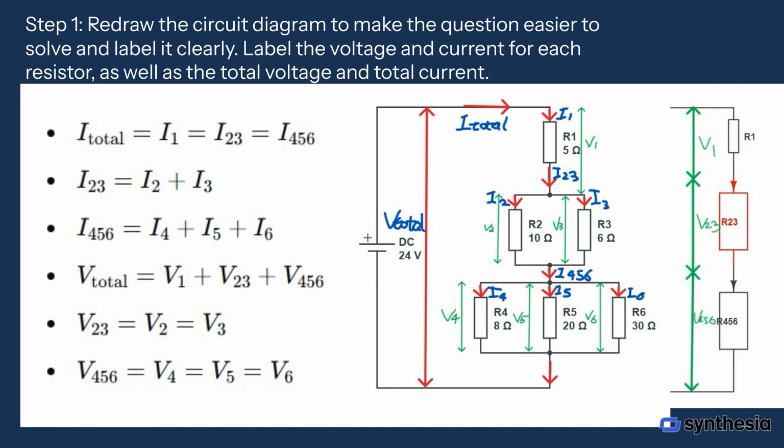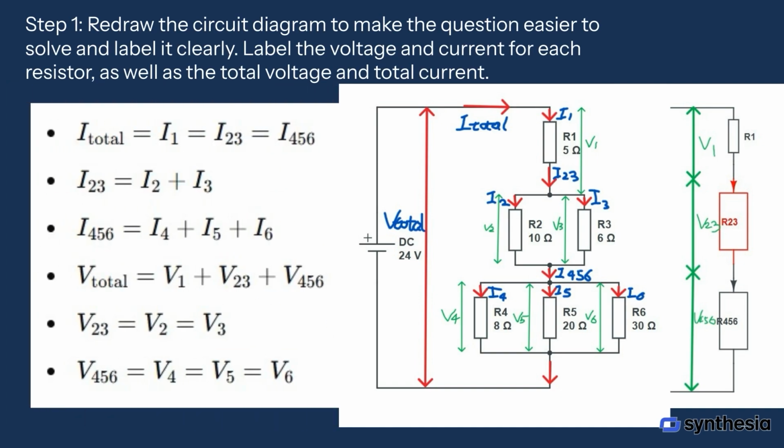I total equals I1 equals I23 equals I456. I23 equals I2 plus I3. I456 equals I4 plus I5 plus I6. V total equals V1 plus V23 plus V456. V23 equals V2 equals V3, and V456 equals V4 equals V5 equals V6. You see all these relationships we easily get from drawing.